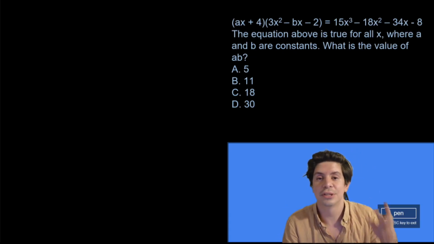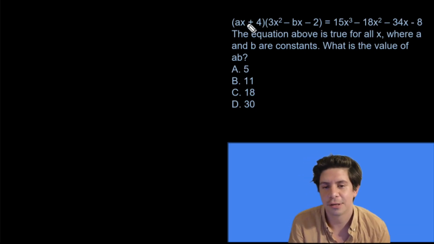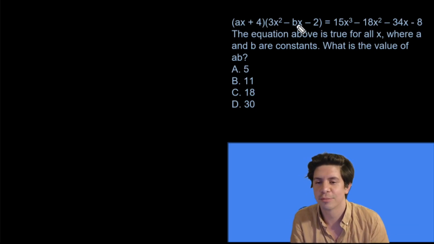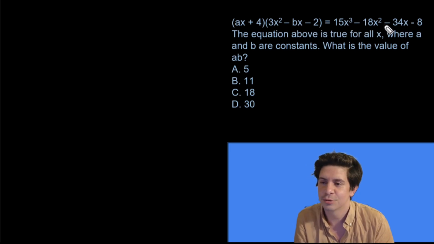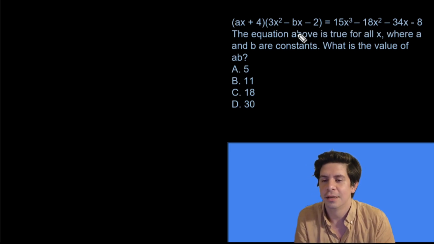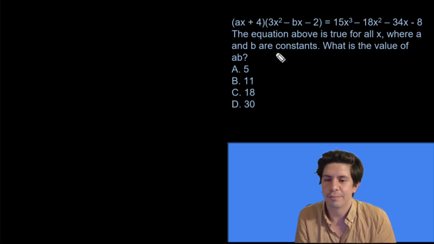All right, so this one's a hard level question, so let's see just how hard it is. ax plus 4 times 3x squared minus bx minus 2 equals 15x cubed minus 18x squared minus 34x minus 8. The equation above is true for all x, where a and b are constants.